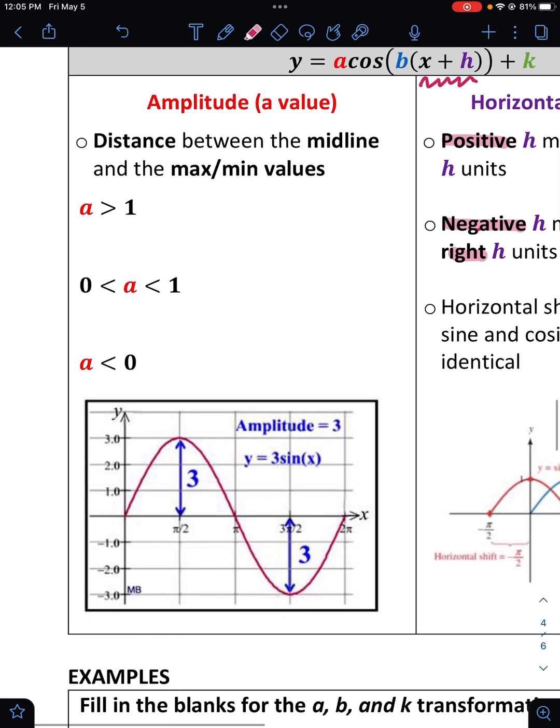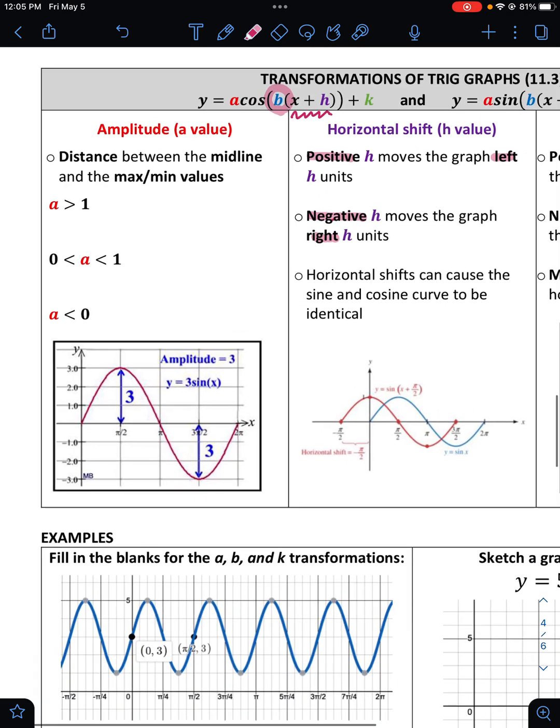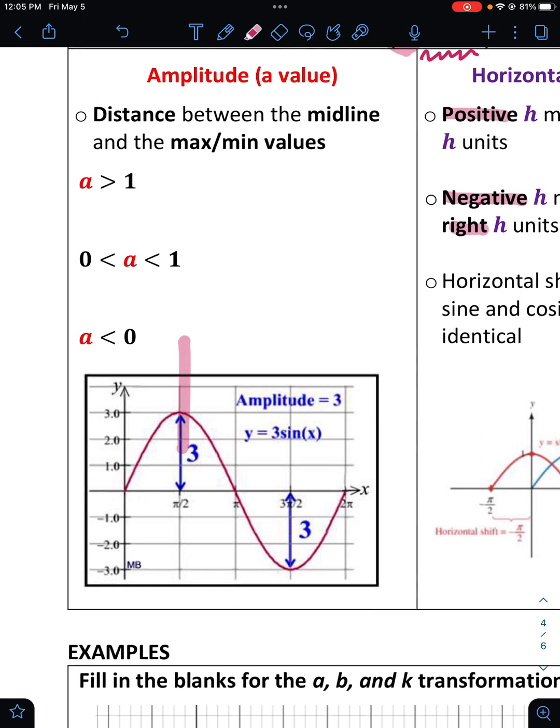All right, so the next one we're going to look at is amplitude. We're going to work backwards here for a second. Amplitude we can think of as just like B was a way of stretching the graph, either horizontally stretching or compressing. A also can stretch our graph, but it stretches the hills. It stretches it up and down vertically.